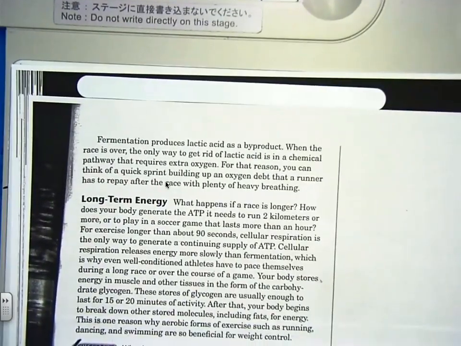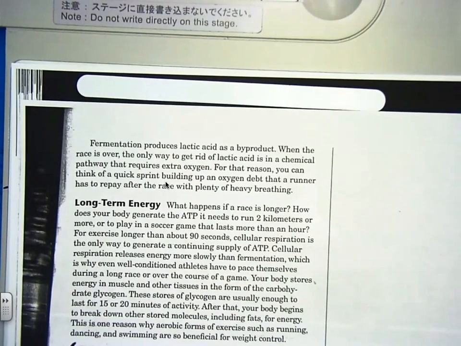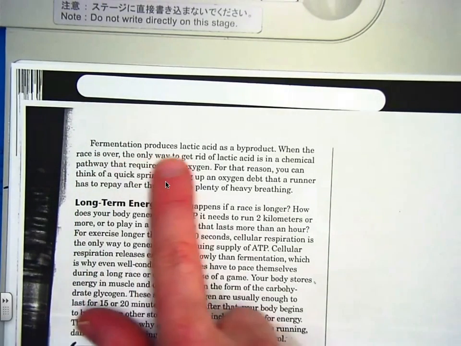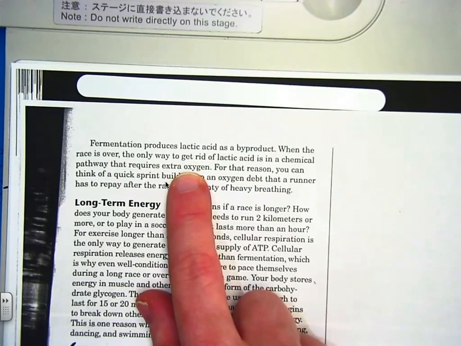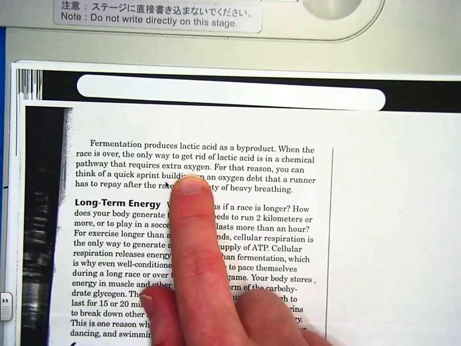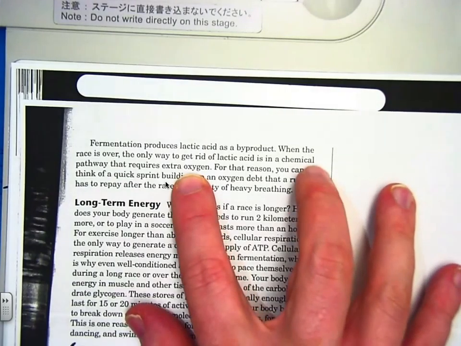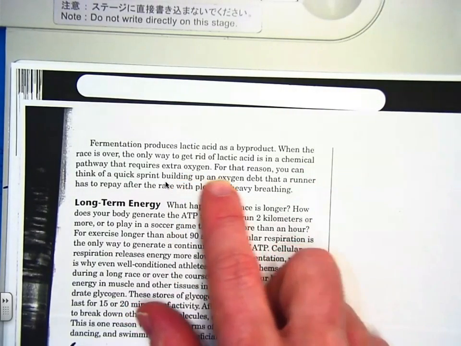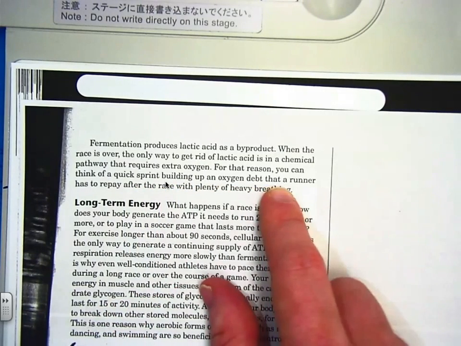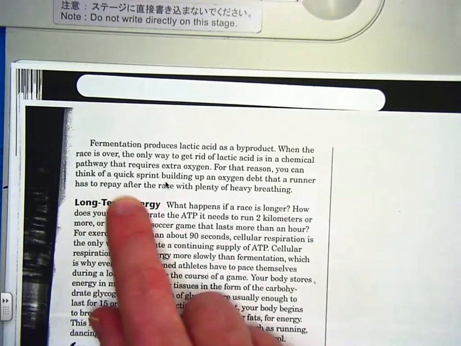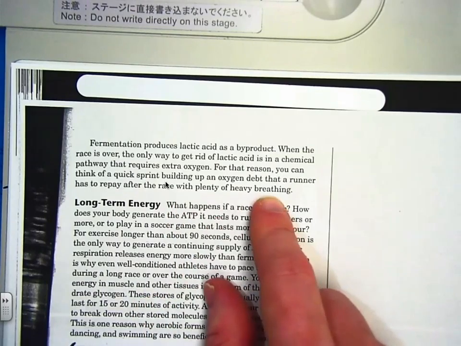Fermentation produces lactic acid as a byproduct. When the race is over, the only way to get rid of lactic acid is in a chemical pathway that requires extra oxygen. Did you catch that? You have to use even more oxygen to get rid of lactic acid. For that reason, you can think of a quick sprint building up an oxygen debt that a runner has to repay after the race with plenty of heavy breathing.